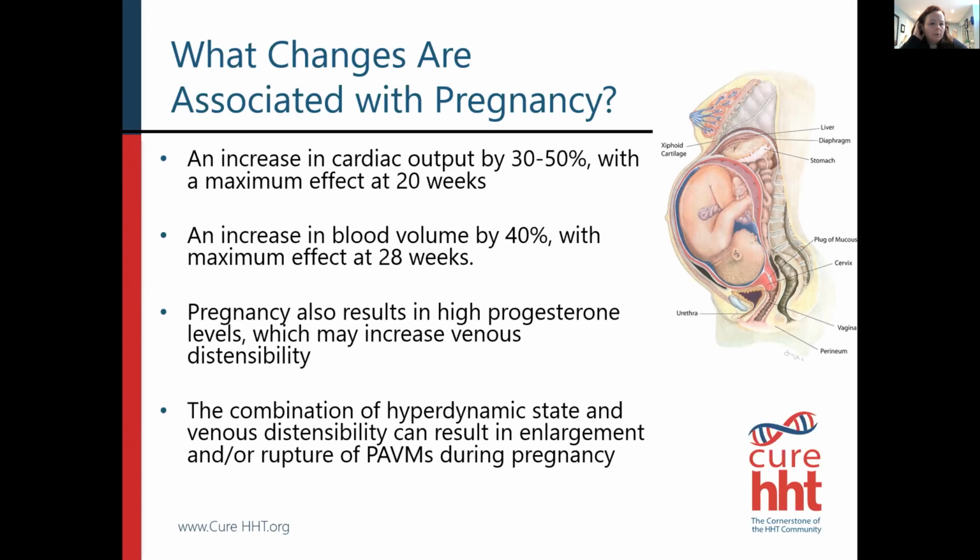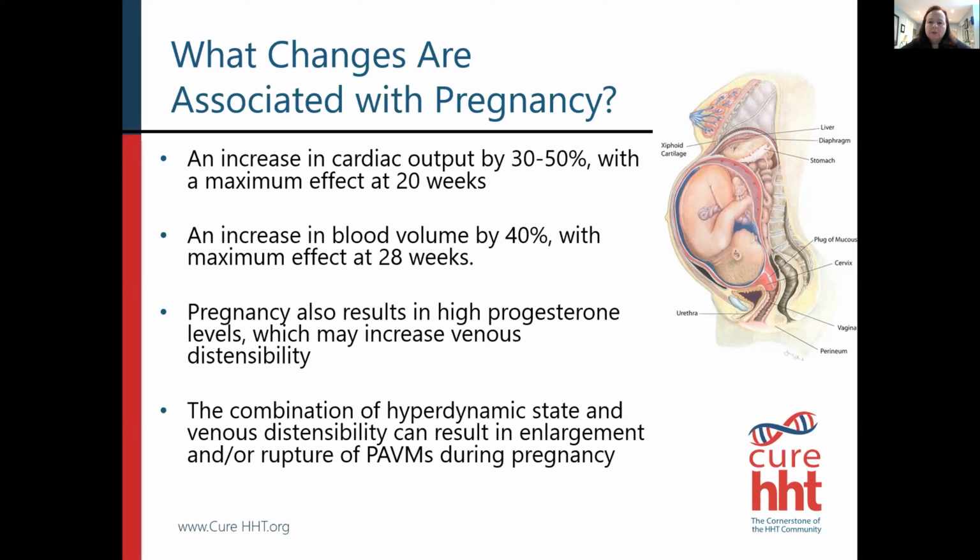We know that there's an increase in cardiac output by about 30 to 50%, with a maximum effect at about 20 weeks, so about halfway through the pregnancy. There's an increase in blood volume by 40%, with the maximum effect at about 28 weeks. And there are a lot of hormonal changes in pregnancy, so huge changes in estrogen and progesterone levels. There are very high progesterone levels in pregnancy, and this may cause the veins to become more distensible, or stretchy.